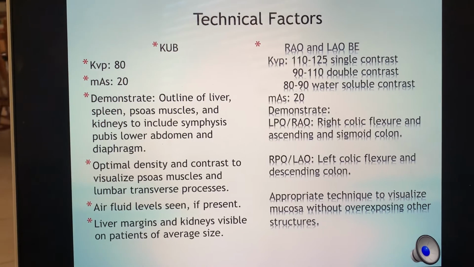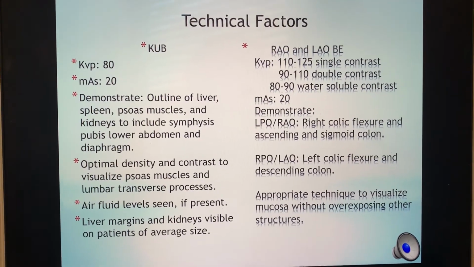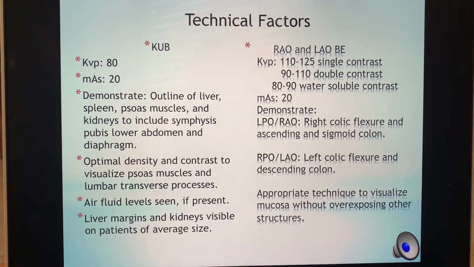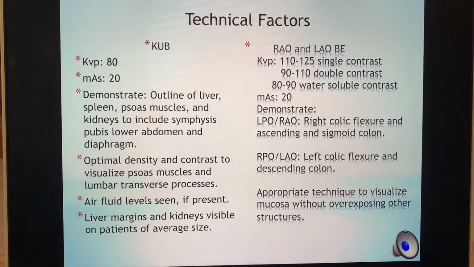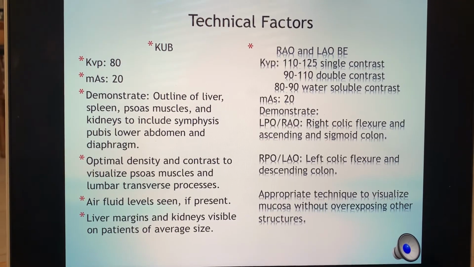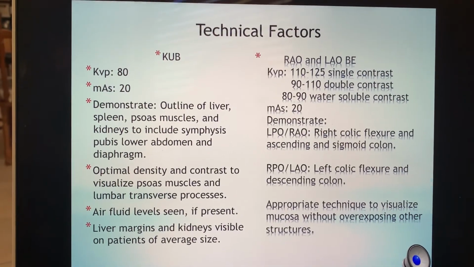Now, for an LPO or RAO, it will demonstrate the right colic flexure and ascending and sigmoid colon. For an RPO and LAO, it will show the left colic flexure and descending colon. Appropriate technique to visualize mucosa without overexposing other structures.